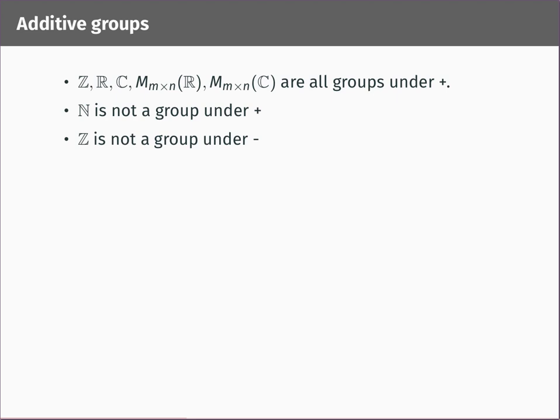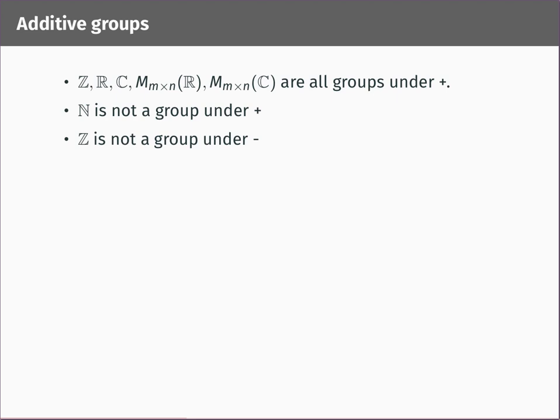So the zero elements, let me say this again, the identity elements would be the appropriate zero objects in this case, because 0 is what behaves like an identity element for addition. So in Z or R or C, the identity element would be 0. In these groups of matrices, the identity element would be the 0 matrix.